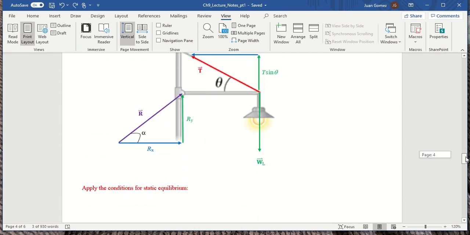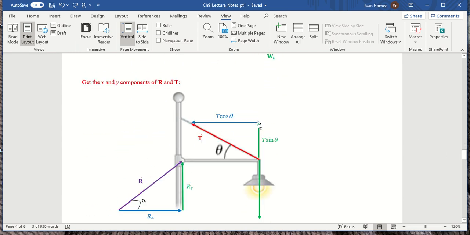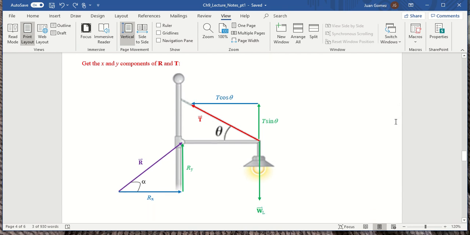And so the y component of the tension force is T sine theta, and it's in the positive y. The x component of the tension force, indicated by the blue, is T cosine theta. Because remember, if this angle here is theta, that angle here is theta, y is opposite, so it's sine, x is adjacent, it's cosine. Okay, that's the x and y components of T.